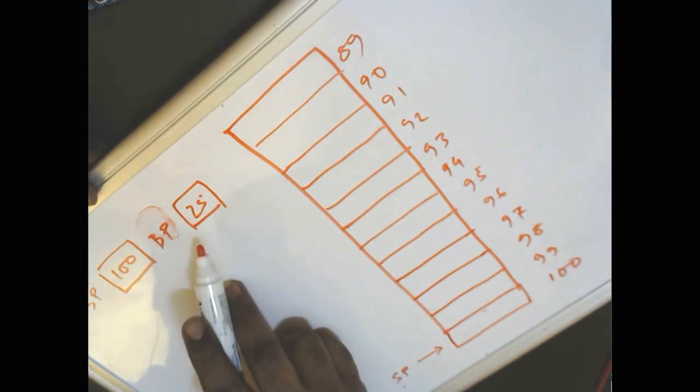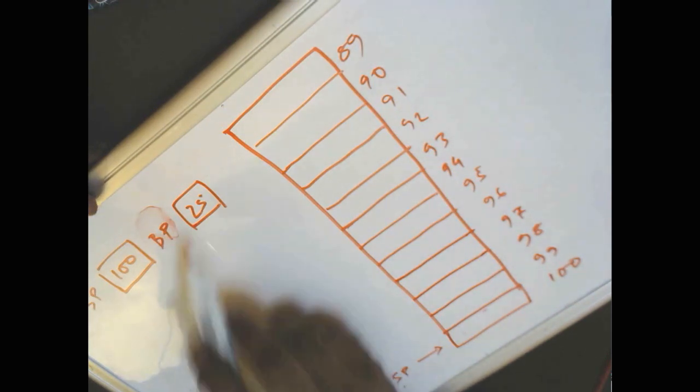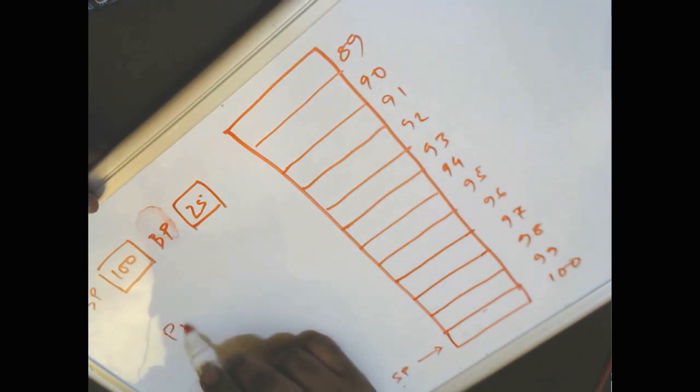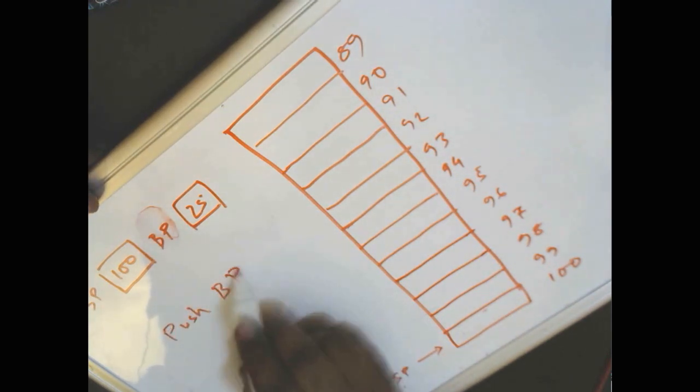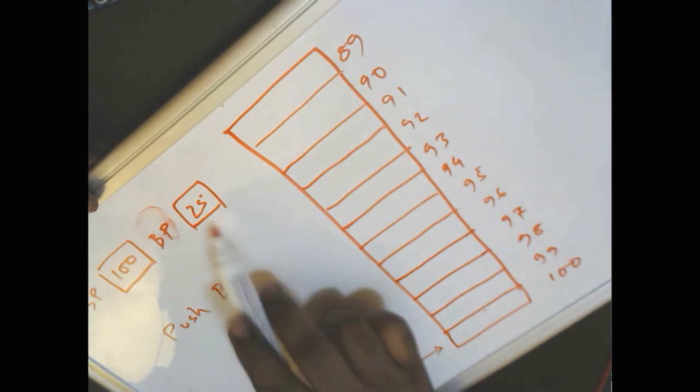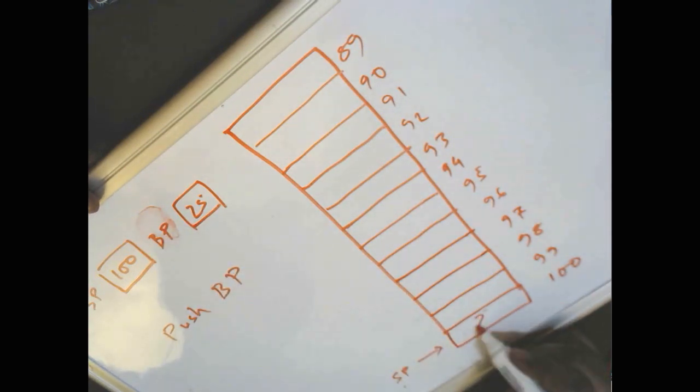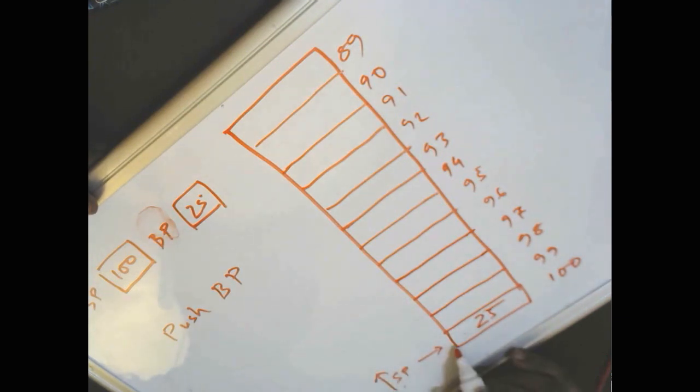I don't know what 25 does, right? So what I'm doing is, when I'm executing the instruction push base pointer, the value 25 is going to be saved regardless of whatever it means. As soon as the base pointer is pushed onto the stack, the stack pointer immediately grows, or in this case decrements by 1, because the stack pointer is now filled with the base pointer, right?